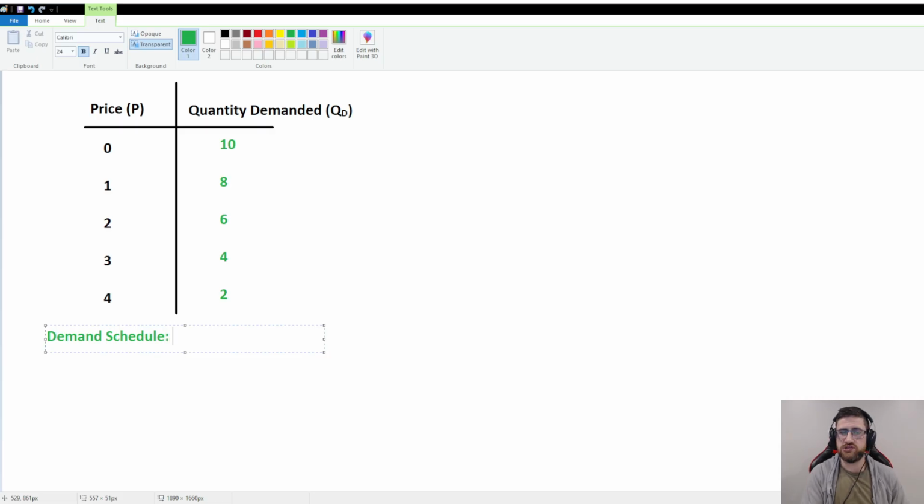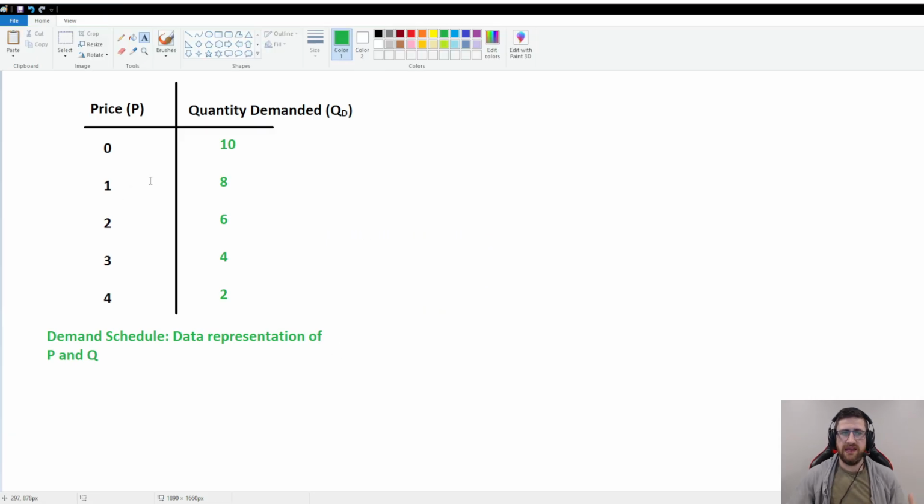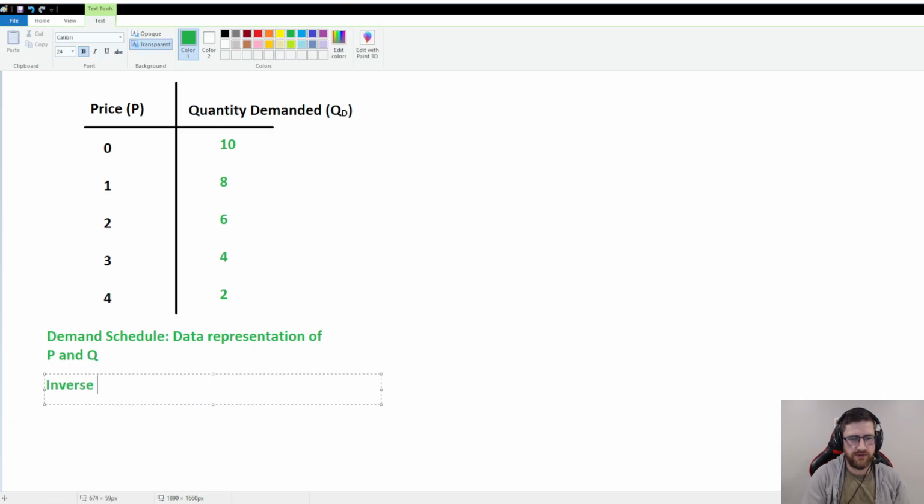And a demand schedule is just the data representation of P and Q, right? It's actually very similar to what we saw when we did the PPF, if you've seen that video, but it's again just looking at as one variable changes, what happens to the other one. Now, you'll notice here we get this sort of action, whereas one variable goes up, the other goes down. This has a very specific name in mathematics, and it is called an inverse relationship, which means one goes one way, one goes the other.